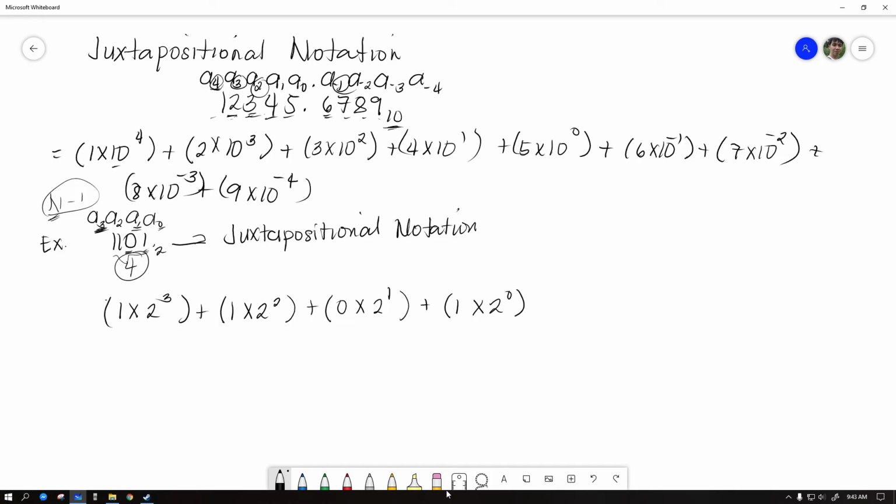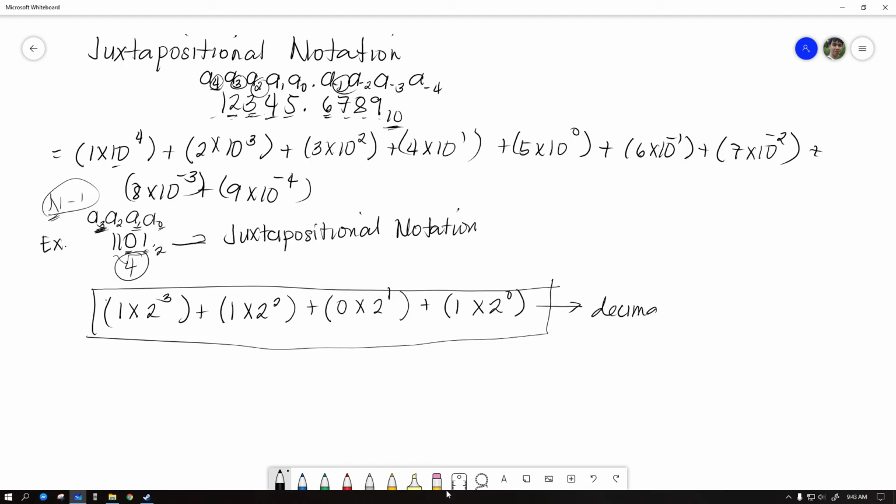So that is its juxtapositional notation. We could sum this up. This is your answer for the juxtapositional notation. But if you want to find the decimal, your juxtapositional notation always yields an answer in decimal base, or base 10. Okay, so let's try to add up.